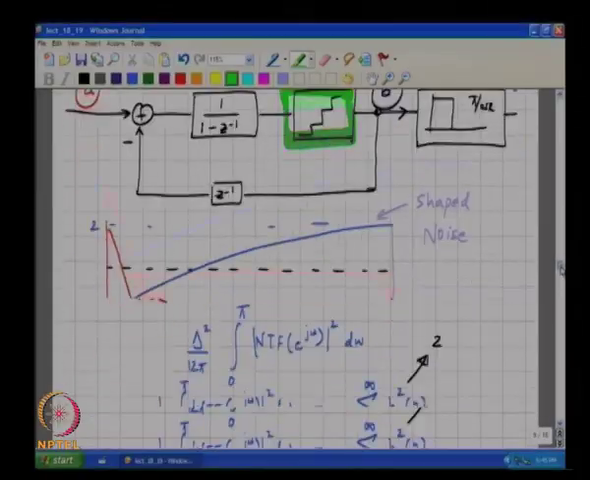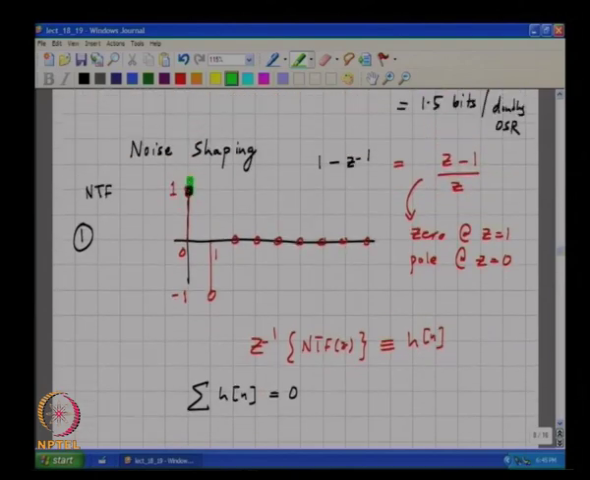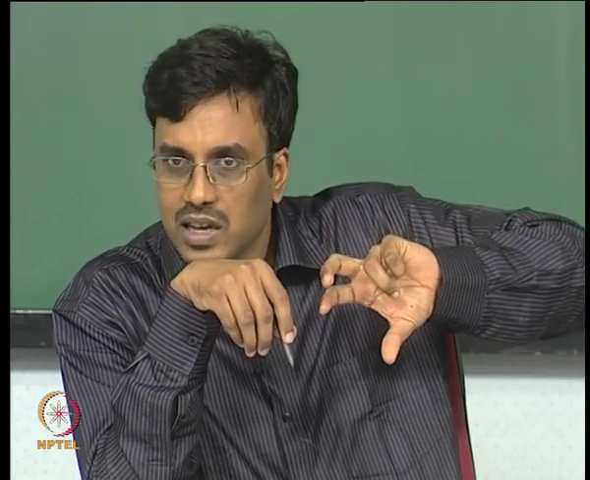Another way of thinking about it in the time domain is that the impulse response is 1 and minus 1. So, if you had a component of noise at omega equal to pi, omega equal to pi corresponds to a sinusoid where the next sample is the inverse of the previous sample, correct? So, noise frequencies close to omega equal to pi, right?